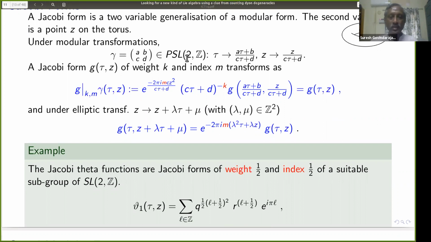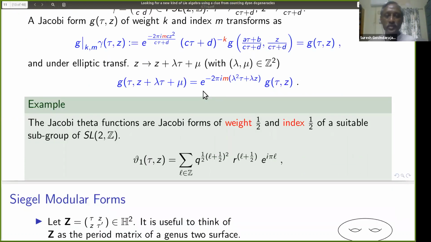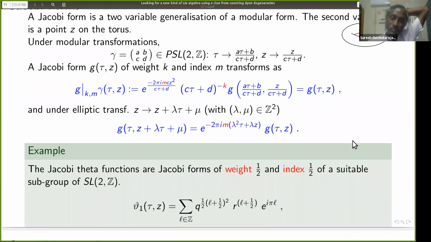But that's not it. z is a point on a torus. So you think of this torus as the complex plane modded by z plus z tau, and then you will see that z and z plus 1 are the same point, and z and z plus tau are the same point. So in general, you will have these elliptic transformations, and what it says is that phi of tau, z, where now nothing happens to tau but z goes to its images, again gets a phase factor to itself. Okay. So now you might ask, how on earth did someone come up with this weird definition?